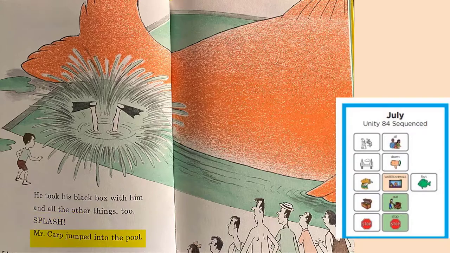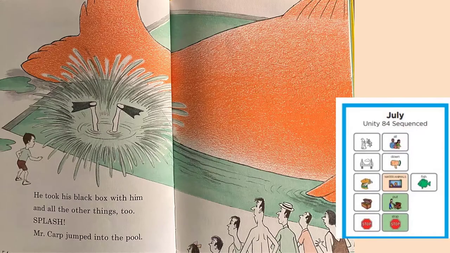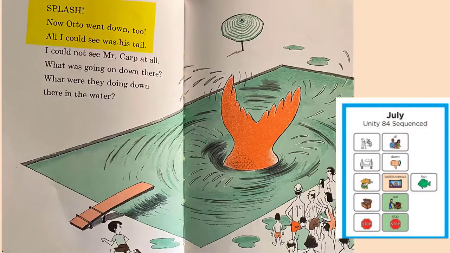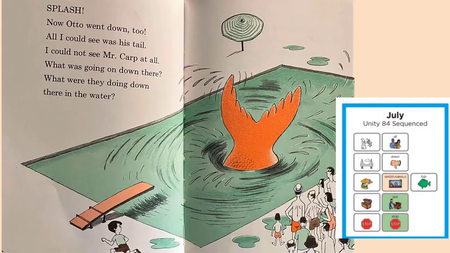Splash! Mr. Carp jumped into the pool. Mr. Carp went down into the water. Let's see what he's going to do. Splash! Now Otto went down too. All I could see was his tail. I could not see Mr. Carp at all. What was going on down there? What were they doing down there in the water? What do you think is going on down there?